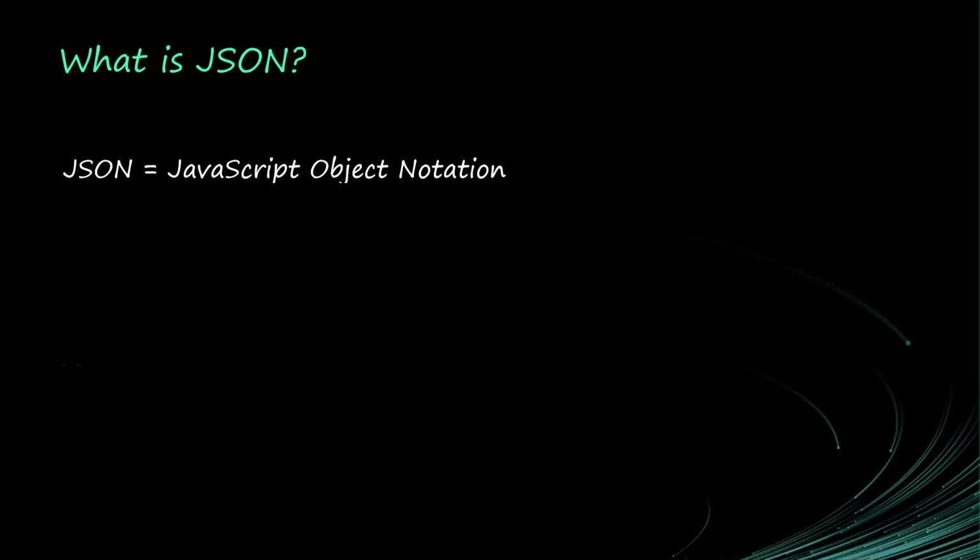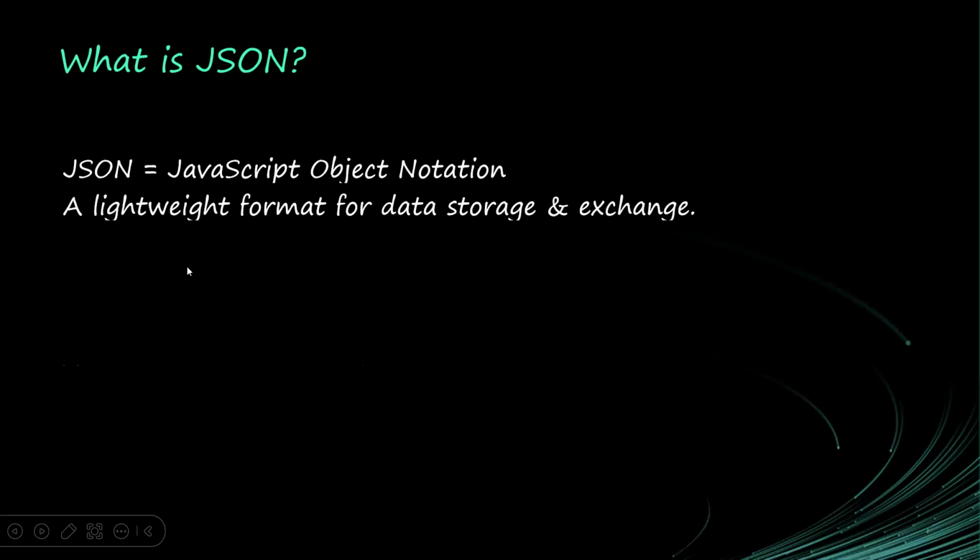JSON means JavaScript Object Notation. It is different from JavaScript too. Most people, when they hear JSON or see the structure of JSON, think it's JavaScript, an object. No. JSON means JavaScript Object Notation. It is a lightweight format for data storage and exchange.